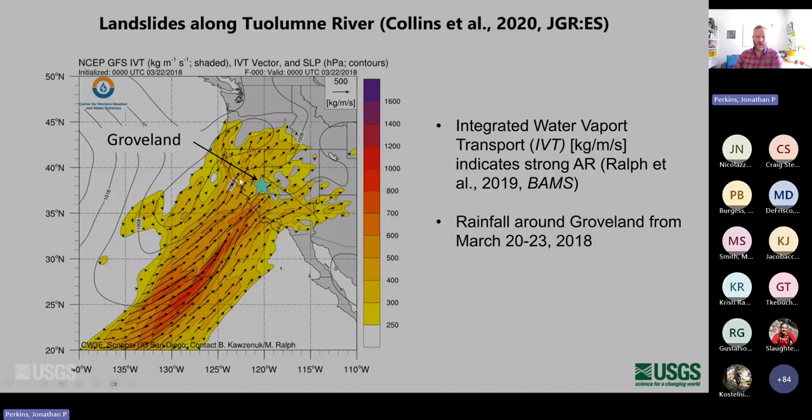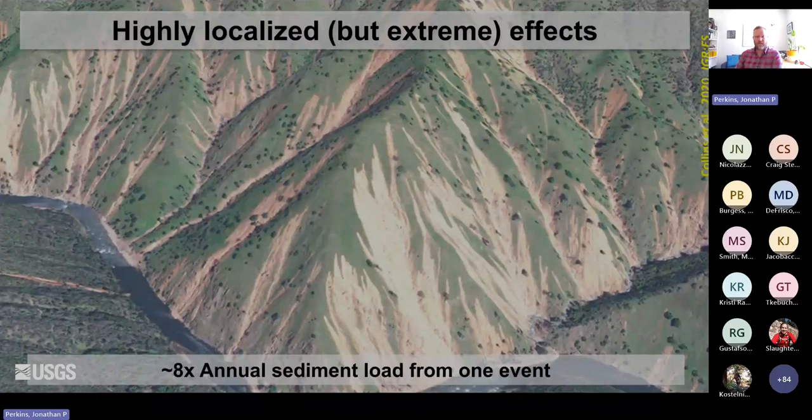But the landslides were really localized, in a small section of the Tuolumne River Canyon, right east of the town of Groveland. This is a Google Earth image showing what those landslides look like. You can see the hill slopes had an extremely strong landslide and sedimentary response to this storm. But you're basically looking at a 2 to 3 kilometer stretch of river across this whole canyon that is the only stretch that had this type of landsliding. And interestingly, this event produced 8 times the annual sediment load along the Tuolumne River just from this one event.